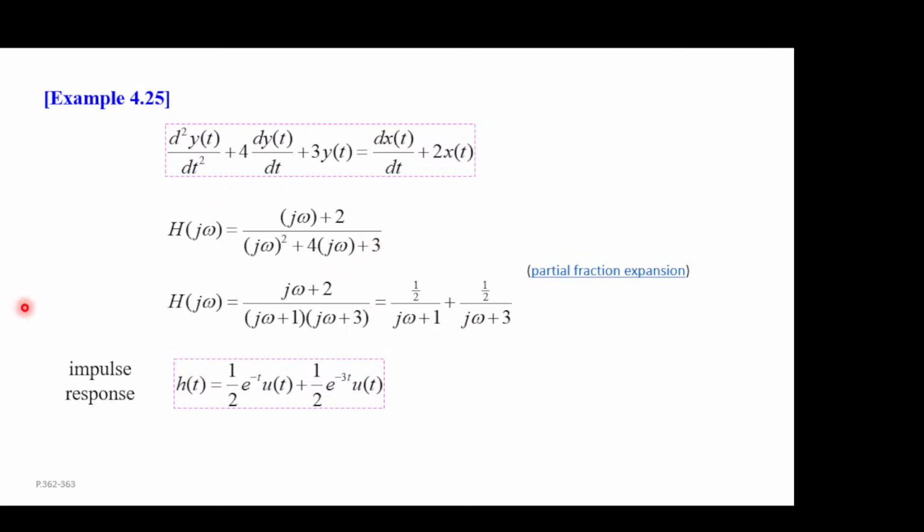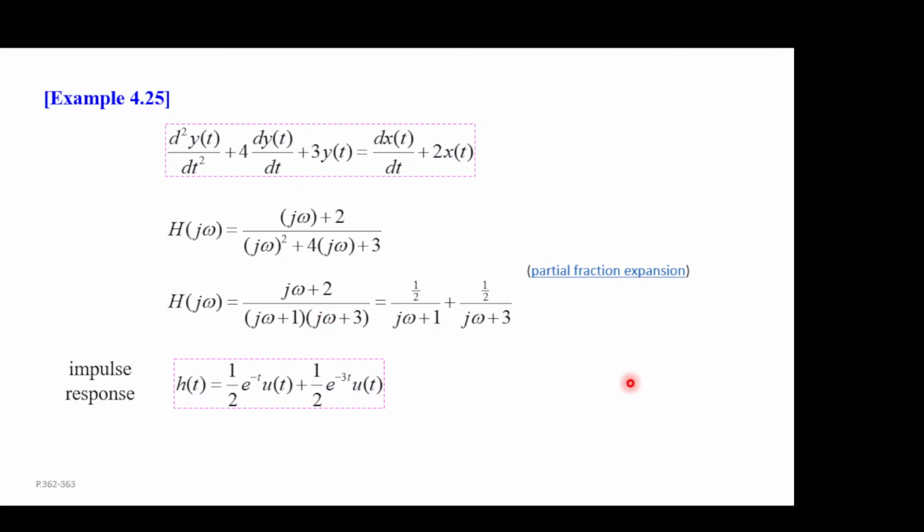So you see this is a rational function in the form we talked about. You have a polynomial of j omega on the upper side and a polynomial of j omega on the lower side. So first you want to factorize the lower part. This polynomial you want to write as j omega plus something times j omega plus something, and here we have nice numbers. So this is just j omega plus 1 times j omega plus 3. Then we apply our partial fraction expansion to break this into something over j omega plus 1 and something over j omega plus 3.